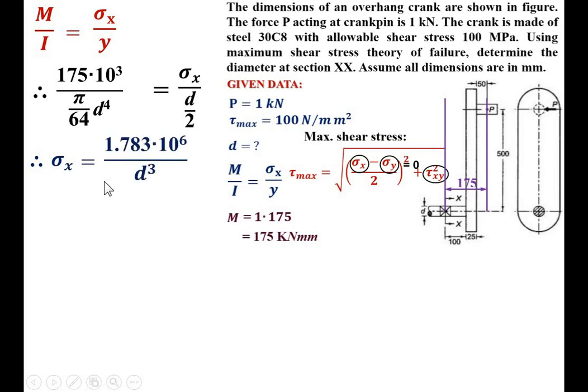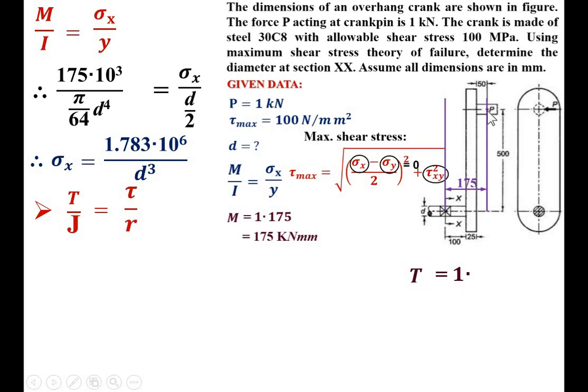Similarly, I can find the shear stress from the fundamental equation of pure twisting: T by J is equal to tau by R. Once again you have to find the torque, because it is not given in the description. Torque is equal to force into distance. The force is given as 1 kilonewton, so I can say 1 into. Now what is the distance? Can you imagine it for the torque?